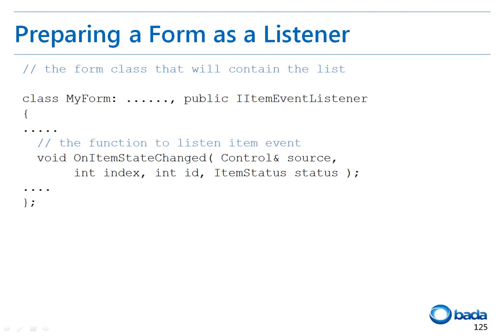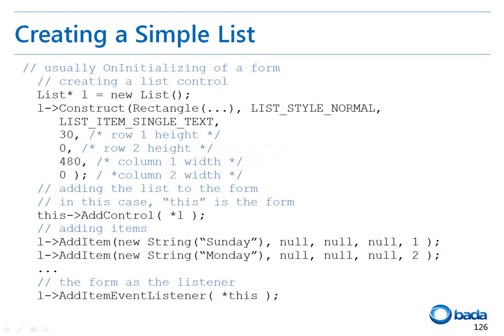To use the form as an event listener, we've inherited the iItemEventListener class in the declaration of the form class. And we declare the onItemStateChanged function to get events. This example shows how to actually create a list and add items to it. Of course, you have to create a list in the heap memory.